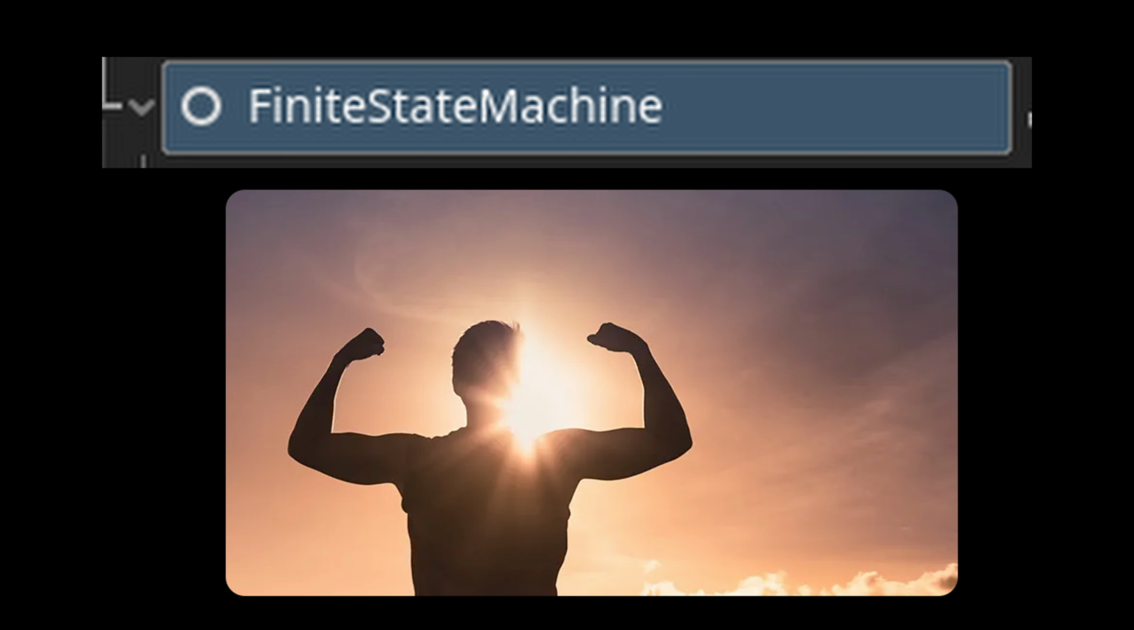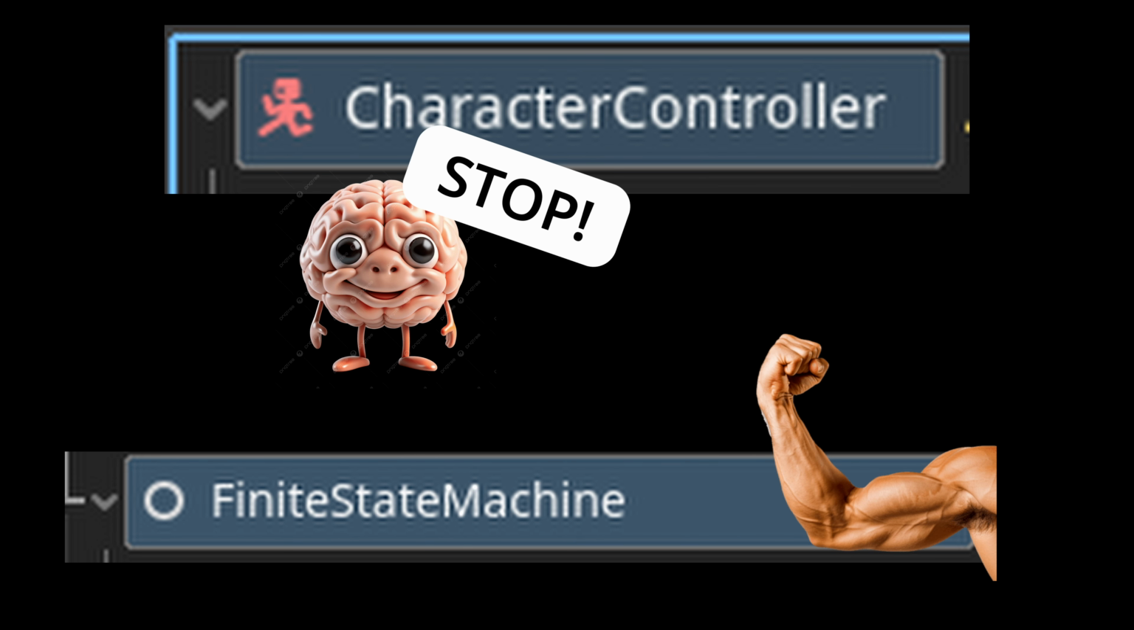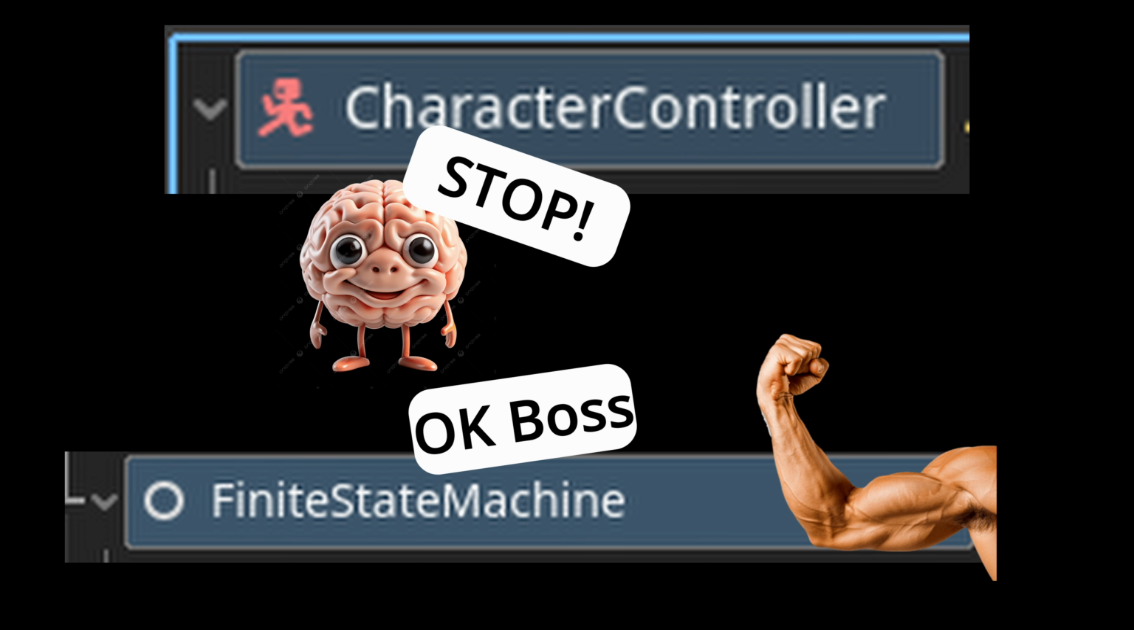And to make sure our system is fully flexible and controllable, we only allow our finite state machine to get updates through the player controller brain. So if the player controller says, oh, I don't want to update you right now on this frame, then the finite state machine simply will not update that frame.